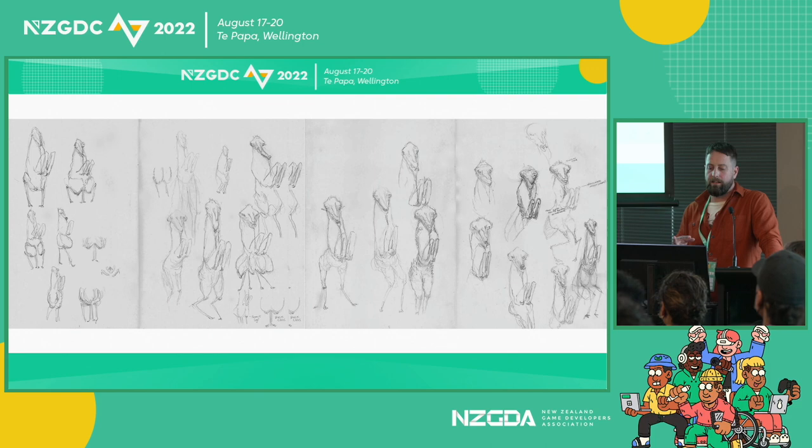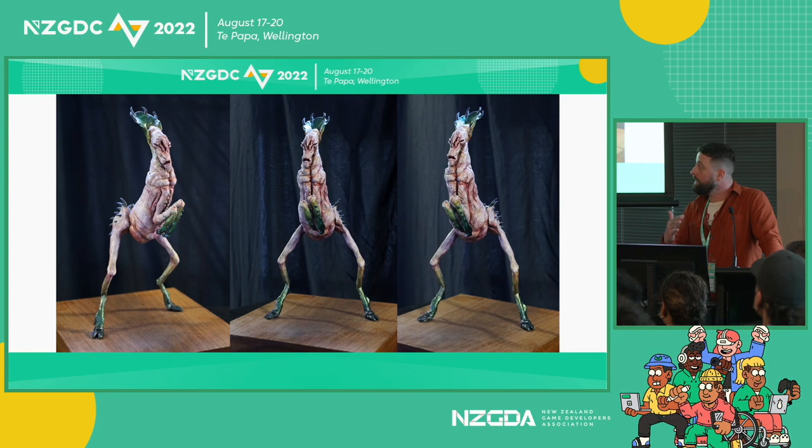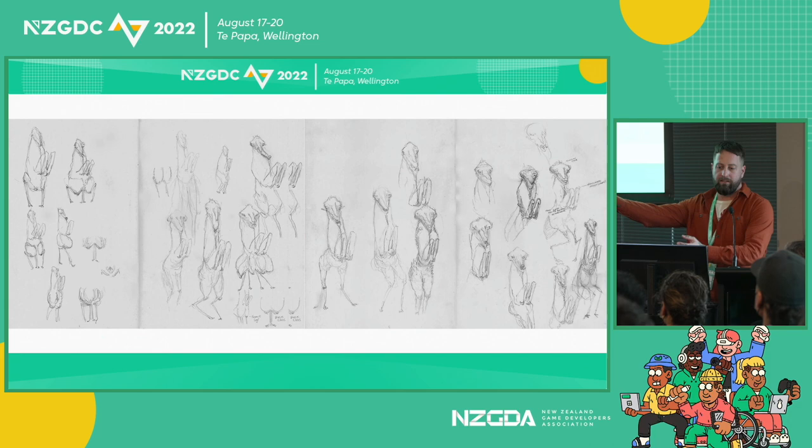And you'll see actually that the sculpture turns out to be pretty similar to what those sketches are. So by going back and forth between sketching and sculpture, you can really help yourself in a quick way.